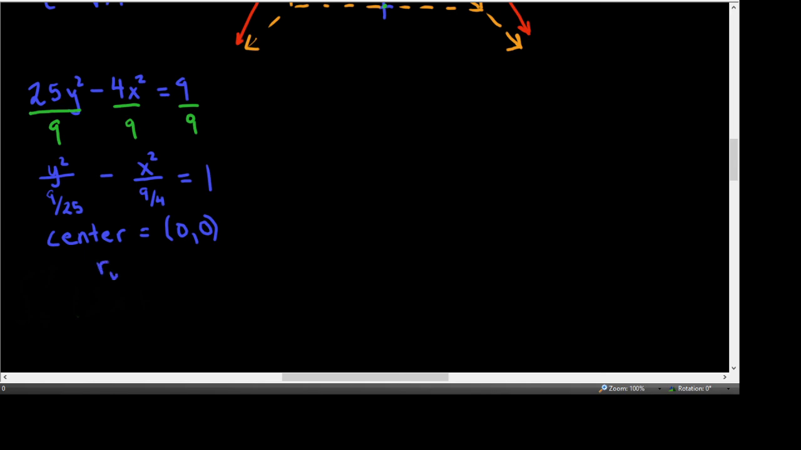Okay, r sub y is the square root of the number underneath y squared. That's 3/5. R sub x is the square root of the number underneath x squared. Square root of 9/4 is 3/2.